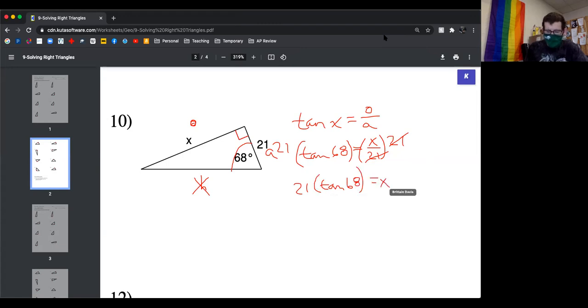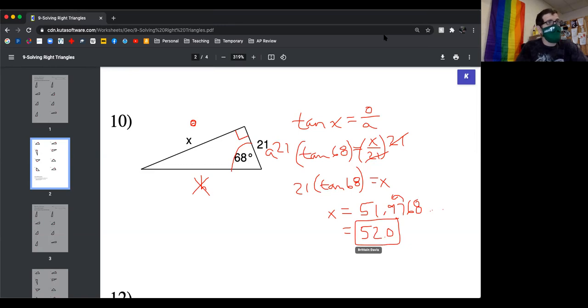And now I can just plug that into my calculator and I can tell you what x equals. I haven't done this yet, so let's see. It's 21 times the tangent of 68. And I got 51.9768... If I wanted to round this to the nearest tenth, this 7 rounds this up, which means that becomes 52.0. Make sure you round that correctly. All right, so this is just confirmation. If you ran through the full process, if you got 52, then you're probably pretty good to go.